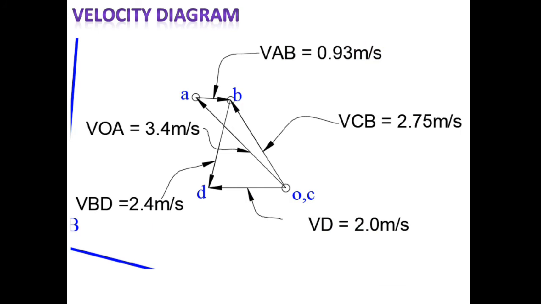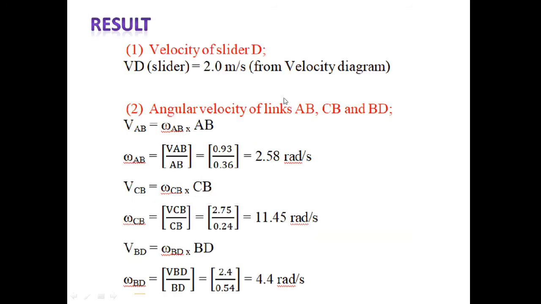So mark all the velocity values. Velocity of slider D is 2 meter per second, AB is equal to 0.93, and BD is equal to 2.4 meter per second. So all are marked out. Now what do they want? Velocity of slider D is measured as 2 meter per second from the velocity diagram, and they ask for the angular velocity of links AB, CB, BD.